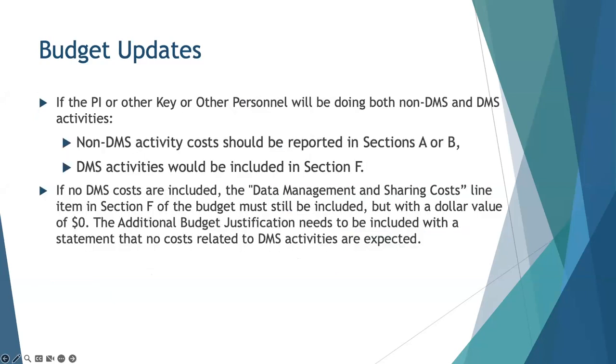Then the other thing is to know that if you happen to not have any DMS costs, which I've already dealt with one of these, the investigator did not have any DMS costs to include, you still have to include the line item if you're doing a detailed budget. You put $0 in there. And in your budget justification that goes along with your detailed budget, you still list the line item and say that there are no DMS costs associated with it. If you're doing the modular budget, you still have to attach your additional budget justification PDF and make a statement that no costs related to DMS activities are expected.